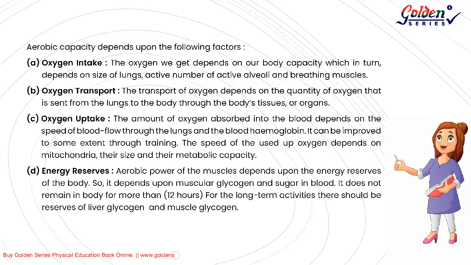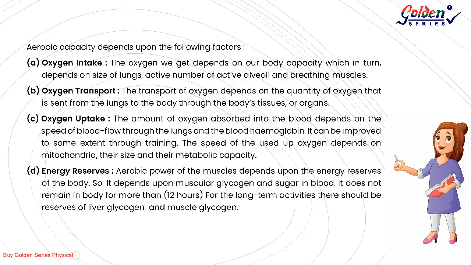A. Oxygen intake. The oxygen we get depends on our body capacity, which in turn depends on the size of lungs, the number of active alveoli and breathing muscles. B. Oxygen transport. The transport of oxygen depends on the quantity of oxygen that is sent from the lungs to the body through the body's tissues or organs.